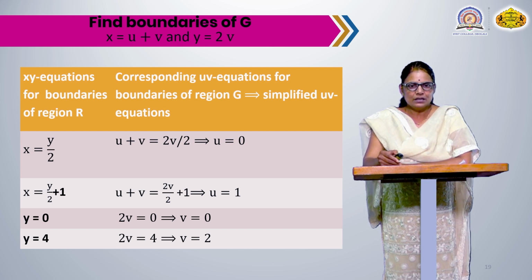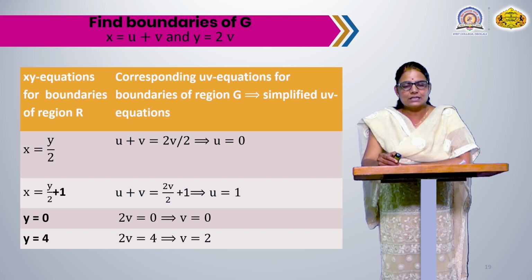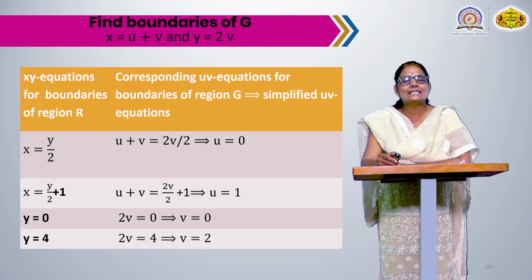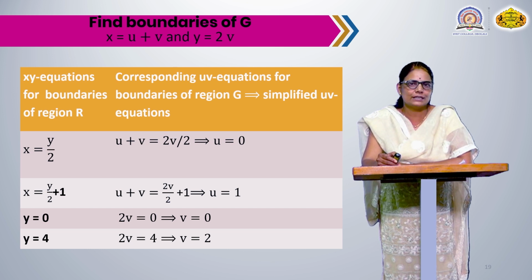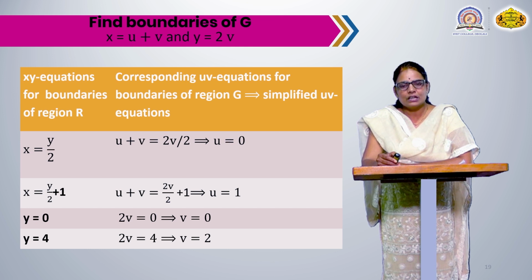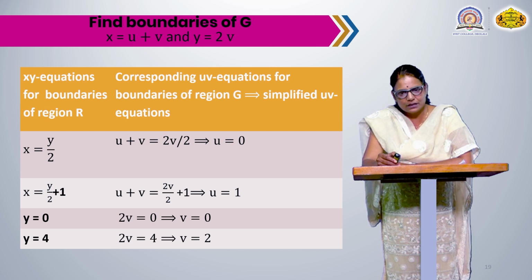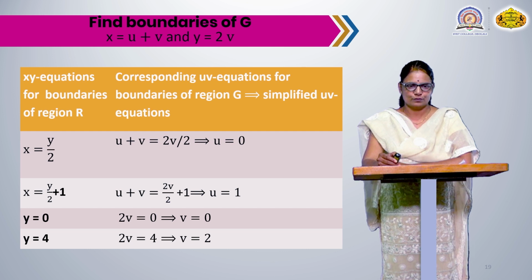Now see the first one: x equals y by 2. Replace x by u plus v and y by twice v. Simplifying, the first equation becomes u equals 0. Now do the same for the next one: x equals y by 2 plus 1. Replacing x by u plus v and y by twice v and simplifying, we get u equals 1. The third one is y equals 0. Replace y by twice v equals 0, so v is 0, and similarly we get the last one, v equals 2.